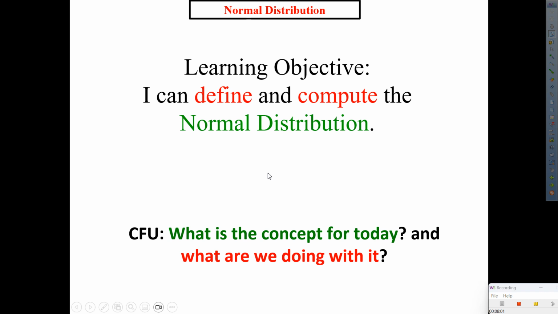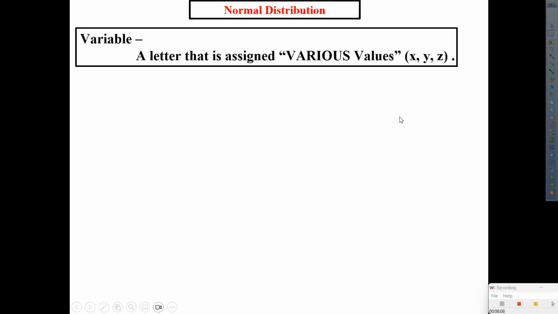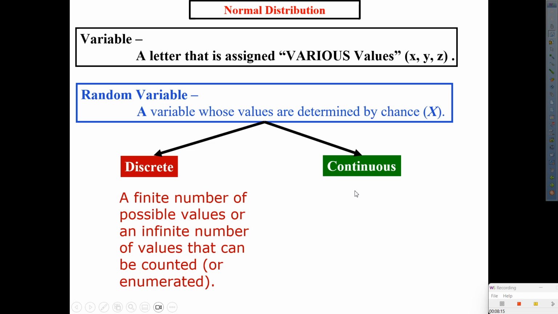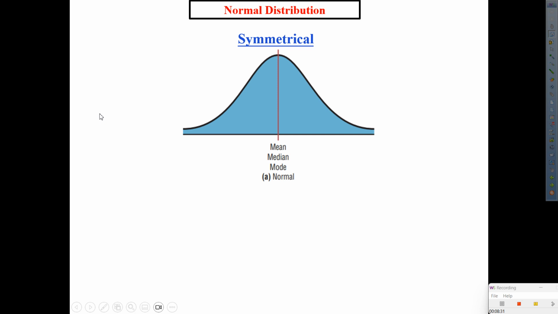Normal distribution. Before we get there, we already talked about classic, empirical, and subjective probability. We talked about variables, is that correct? And we talked about discrete versus continuous, is that correct? We know the difference from one to the other. But now we're going to focus from this point forward on continuous variables. We finished with discrete. We already have all those formulas down. All right? So, where are we going?